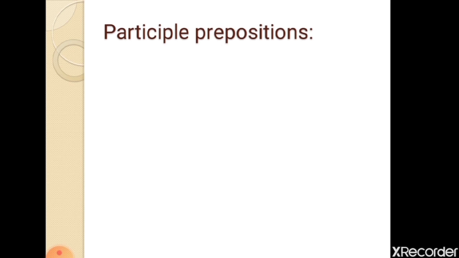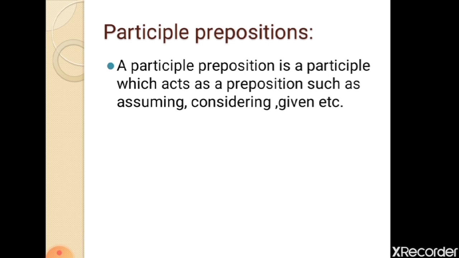Now let's see participle prepositions. All of you know what we mean by participle? A participle preposition is a participle which acts as a preposition, such as assuming, considering, given, etc. So when we add something to the verb, for example en, ed, ing, they are called participles, and such prepositions are called participle prepositions.